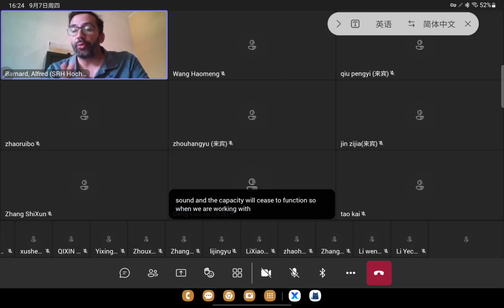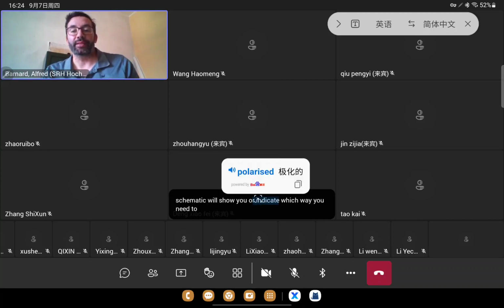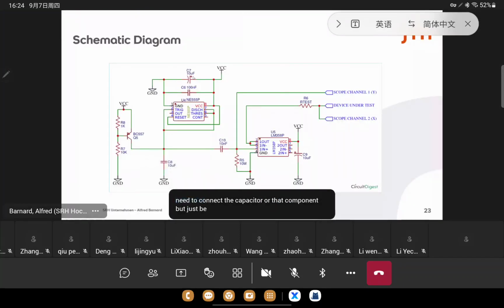So when we are working with polarized components, the schematic will indicate which way you need to connect the capacitor or that component. But just be aware, and this is where your knowledge of circuits and diagrams would come in. But to be honest, we will go through all this. You do not need to memorize what all these symbols mean. When we go into Eagle, you will see the symbols, and the symbols will also be described to you in the Eagle software. So this system is basically made up of a 555 timer with some capacitors, some resistors, and a transistor, connected to perform some sort of function, which I'm not exactly sure of.